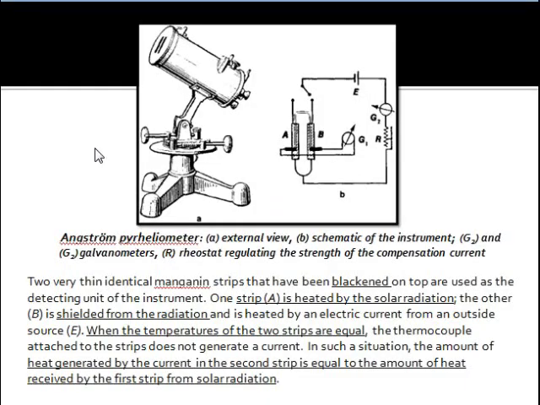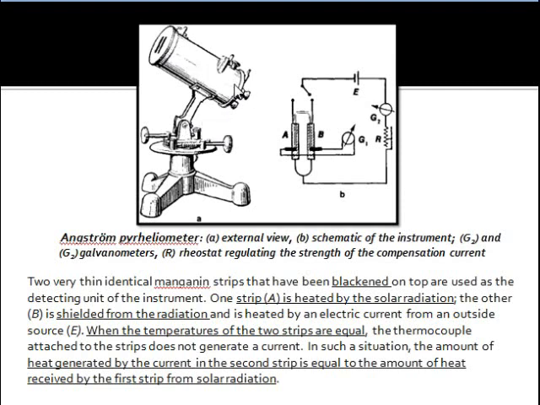Yeah, in this slide we can see the Angstrom pyrheliometer. This is the most popular pyrheliometer, and the construction goes like this. It has a stand, and there will be a collimator tube, and this is the entry point of the solar radiation. The axis of this tube is adjusted parallel to the solar radiations using these screws.